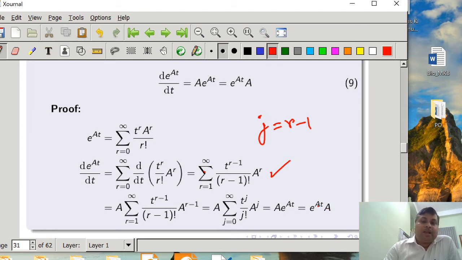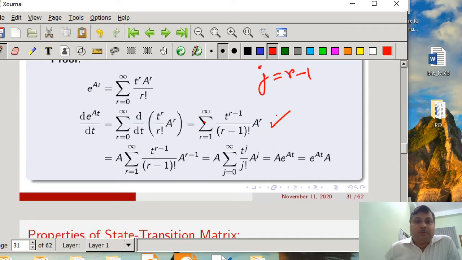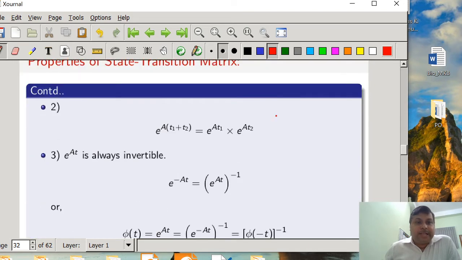So now subsequently I will show you another property, but I am not going to prove that one. If you are interested to know how the properties have come, you can go through any standard book. The next property we will discuss is that e to the power a into t1 plus t2 can be written as e to the power a t1 into e to the power a t2, which is very easy to verify.